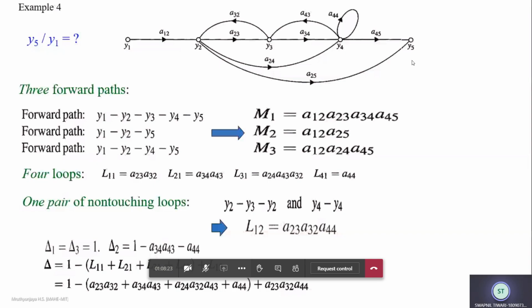Excuse me, sir. To find y3 by y1, we will have M1 equal to a12 into a23. Then we will have delta 1 equal to 1 minus 0, that is 1. Sorry. Excuse me, sir. A44 is not touching, A44 is outside. So we will have A44. So delta 1 equal to 1 minus A44.